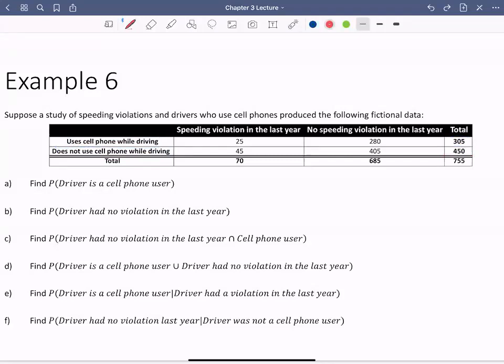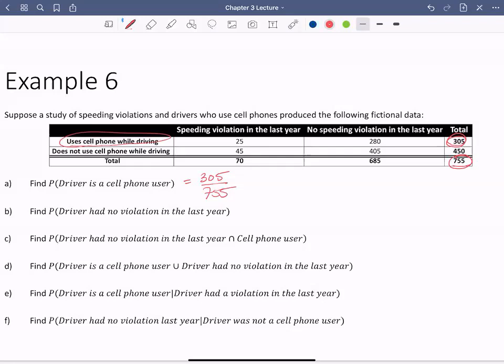So A, it says, find the probability a driver is a cell phone user. So what is the probability that someone is a cell phone user? Well, first, the number of cell phone users is right here. Use a cell phone while driving, 305. That's just a number. Probability is talking about a fraction. How many people do I have total? 755. That is the probability a driver is a cell phone user.